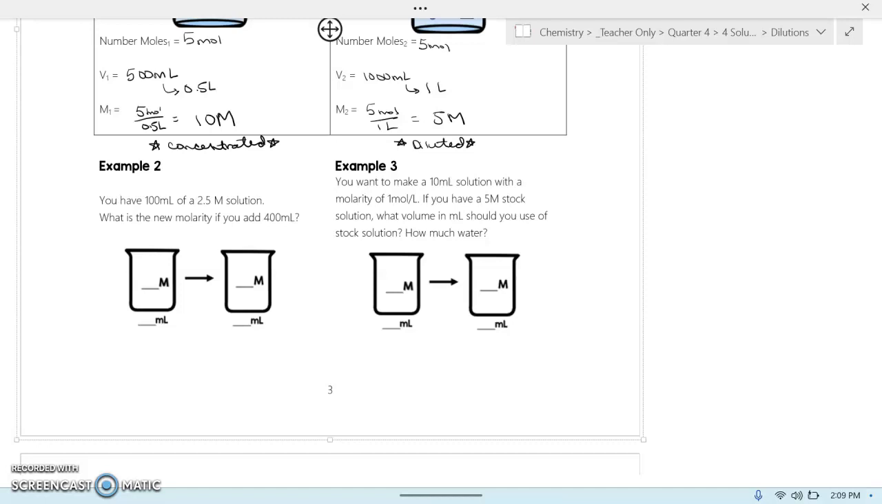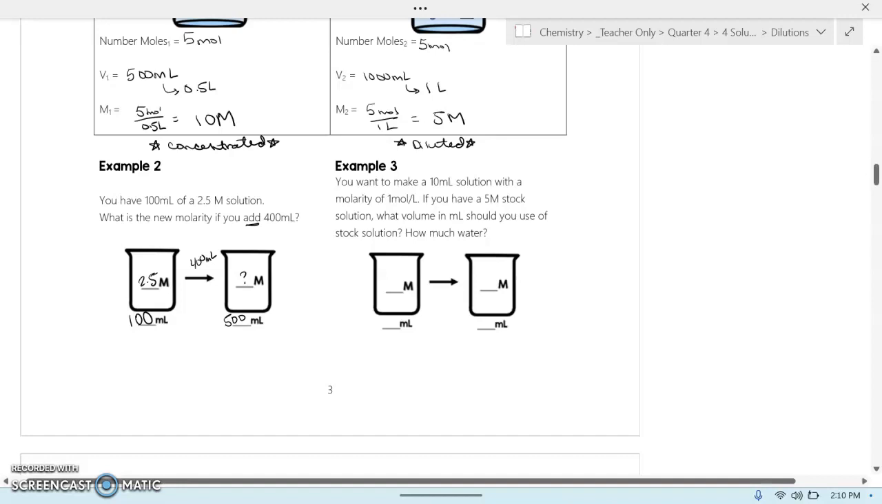And I want you to label this side as kind of 1 and this side as 2. So M1 and V1 and M2 and V2. You have 100 milliliters. There's our V1 and a 2.5 molar solution. What is the new molarity if you add 400? Now before you write 400 in V2, we're adding 400. It's really important that you read the problem fully to get the correct answer. So if you add 400 milliliters of water to the initial 100, now our final volume is 500 milliliters.